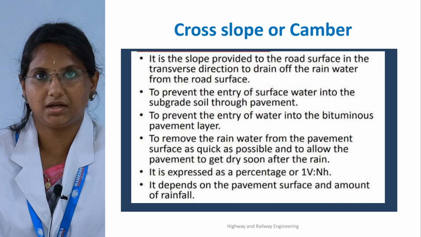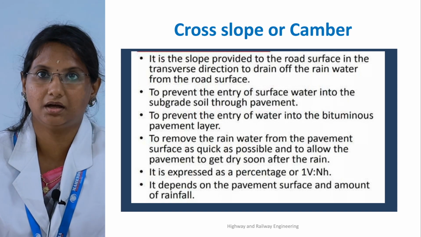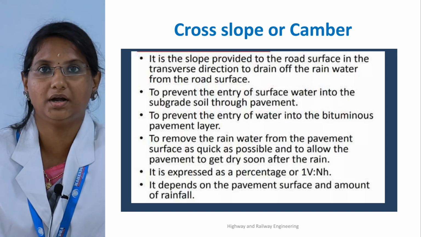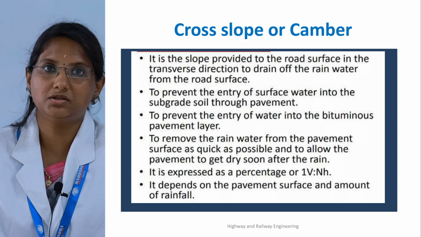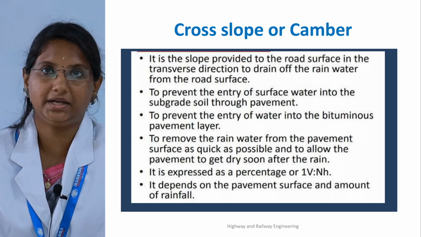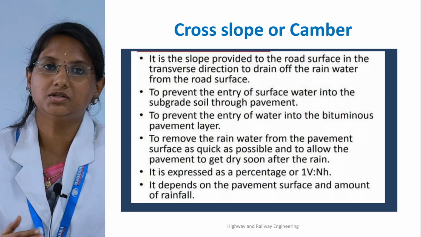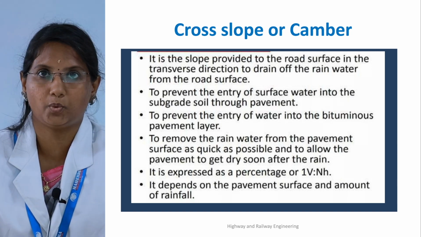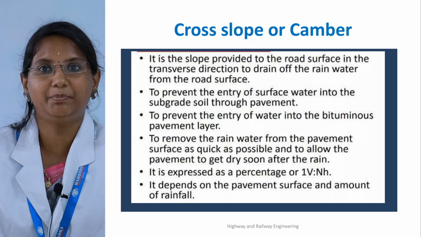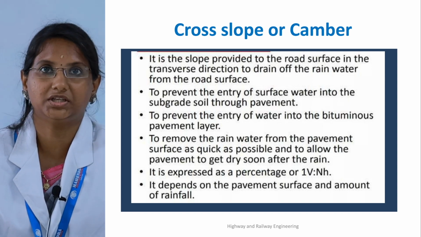Next one is a cross slope or camber. It is provided in the middle of the road. Its main purpose is to drain off the rainwater from the road surface and also prevent the entry of surface water into the pavement. The main advantage of providing camber is that it will increase the lifetime of the pavement surface. The slope provided in camber is 1 vertical to n horizontal, and the slope depends upon the amount of rainfall at the location.